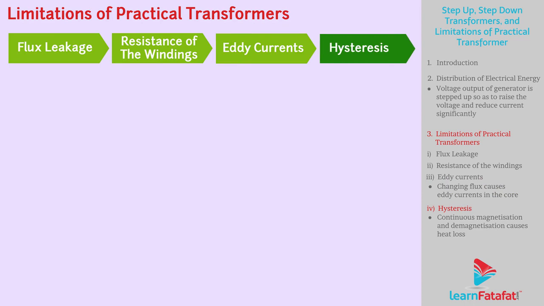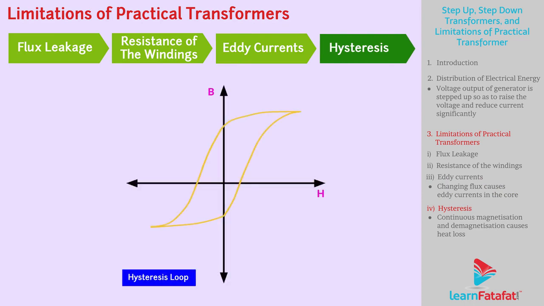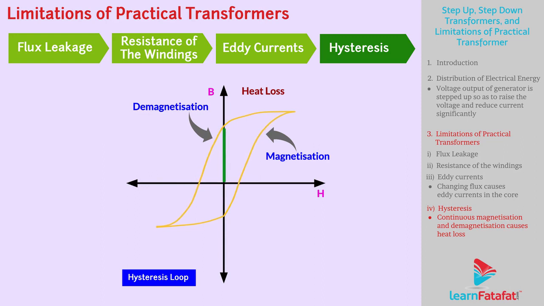Hysteresis. Ferromagnetic material has the property to retain magnetism even if the external magnetic field becomes zero. In a transformer, continuous magnetization and demagnetization causes heat loss in the core. It can be minimized by using a core having minimum hysteresis loss.